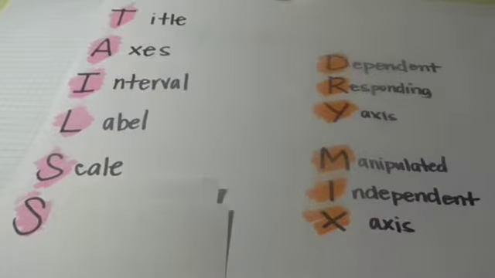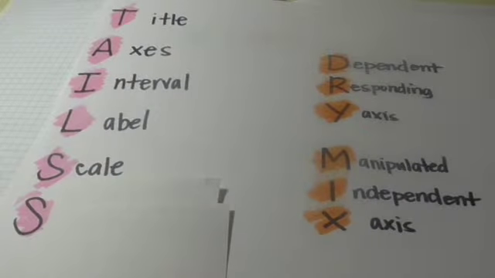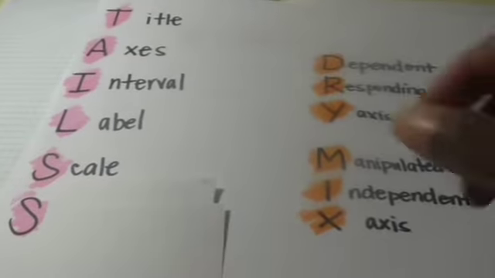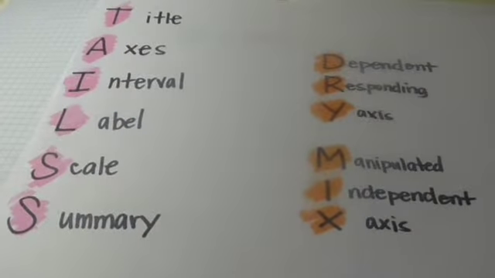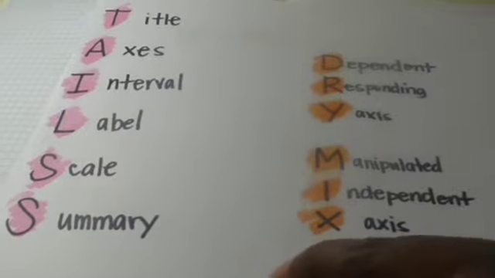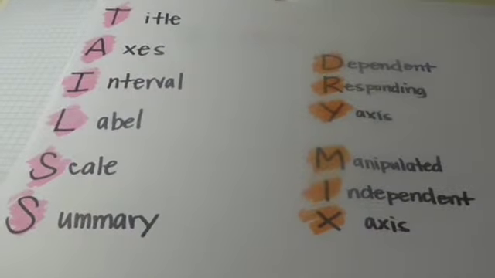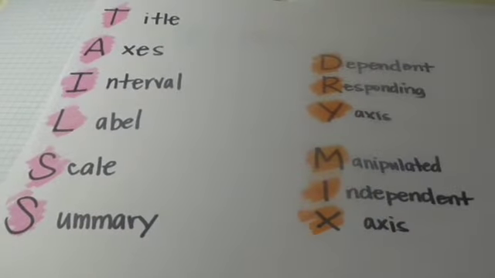Scale means that you're taking up a good size of the page so that you can actually see things accurately, that you're not making a graph that's only 2 inches big and then you can't make any extrapolations, which means to guess forward beyond your data. And then last but certainly not least is a summary. You're expected to write a 2-sentence summary about anything that you graph. That is actually a part of your graph. So again, always remember your TAILS, and when it comes to the axes, remember your DRY MIX.